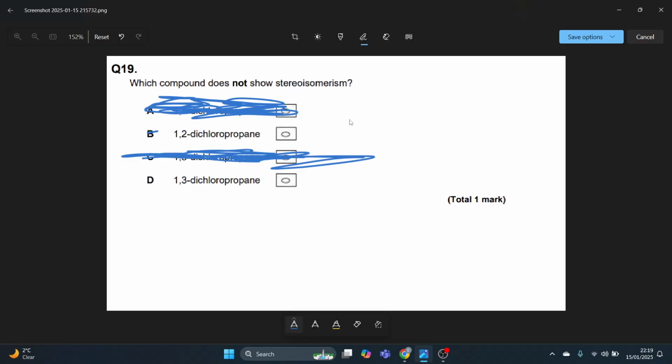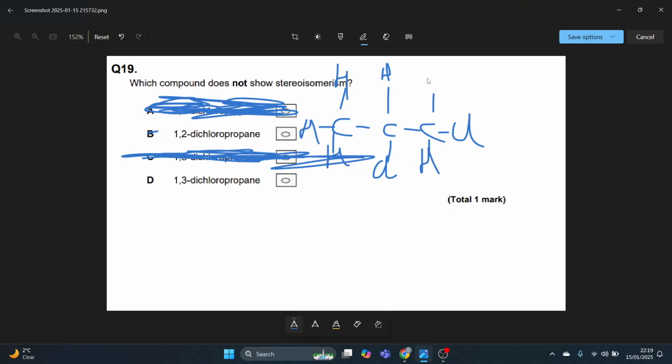If you look at 1,2-dichloropropane: methane, ethane, propane, chloro on the first carbon, chloro on the second carbon, that will show stereoisomerism because it's a chiral carbon. One methyl group, a hydrogen, a Cl, and a CH2Cl. So those are 4 different groups, therefore it will show isomerism. And A and C, I'm pretty sure one of them doesn't have a chiral carbon. However, just because it doesn't have a chiral carbon doesn't mean it can't show stereoisomerism for alkenes. But for alkanes, if it doesn't have a chiral carbon, it's not going to show stereoisomerism.